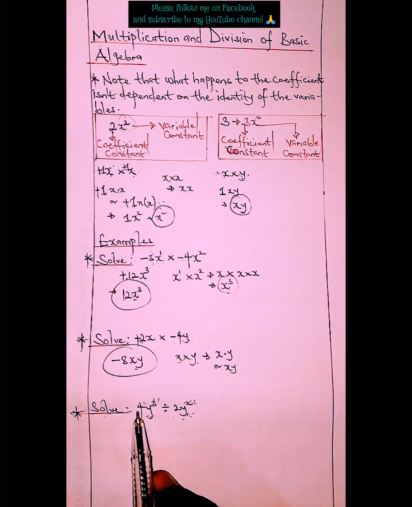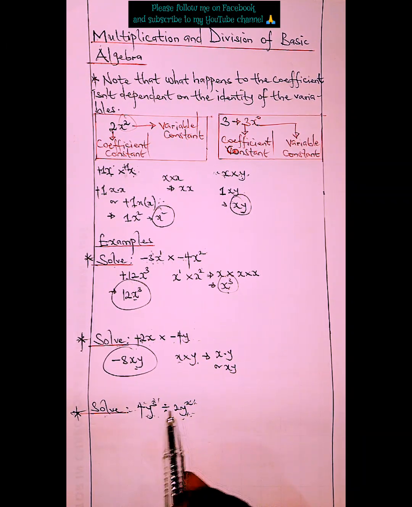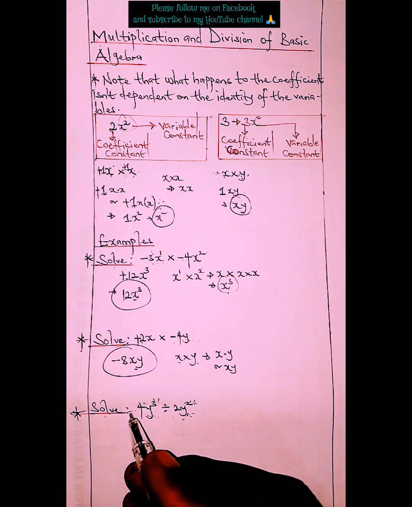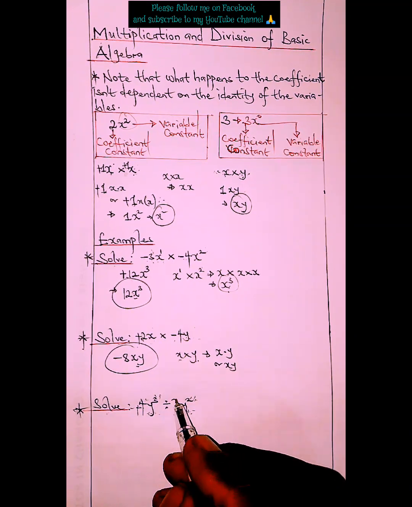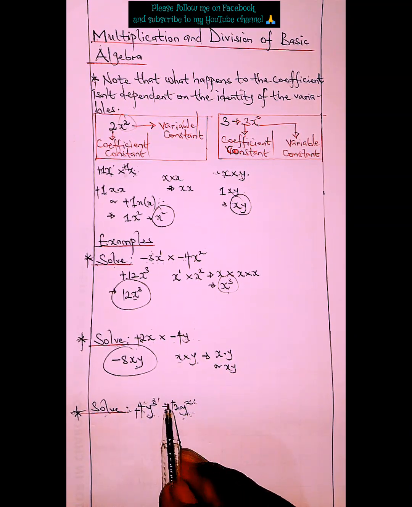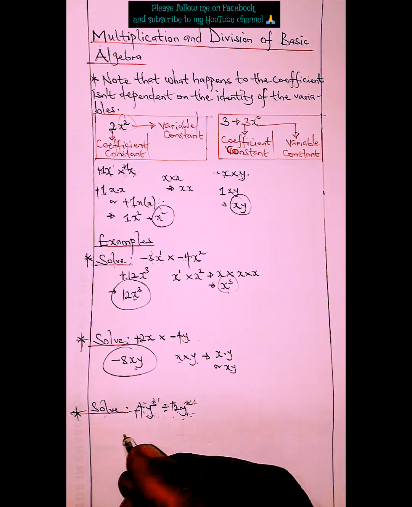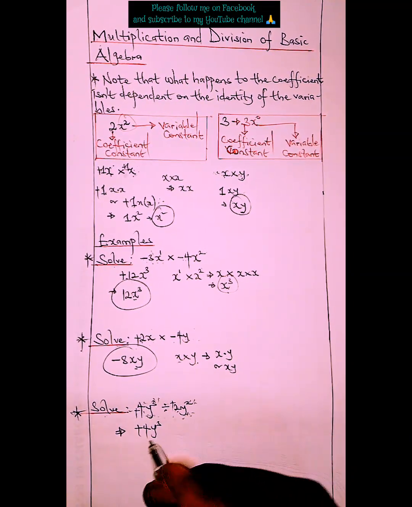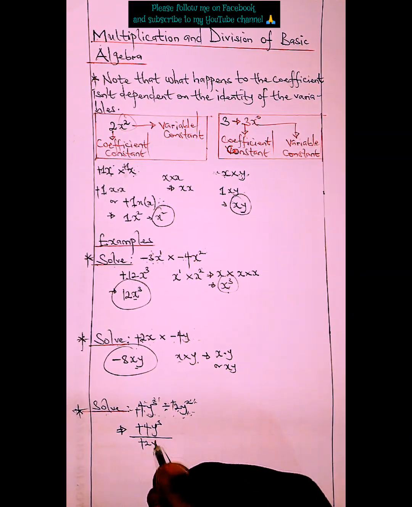So this plus 4 and this plus 2, two different coefficients also. So the first thing I have to do is to get the coefficients worked on. So plus 4 divided by plus 2. So probably we could do it this way. This is the best format: plus 4y cubed divided by plus 2y raised to 2.